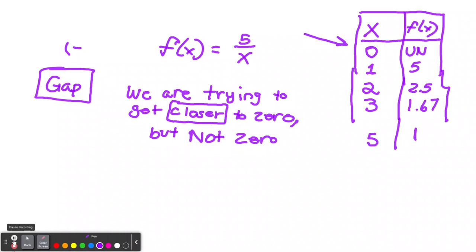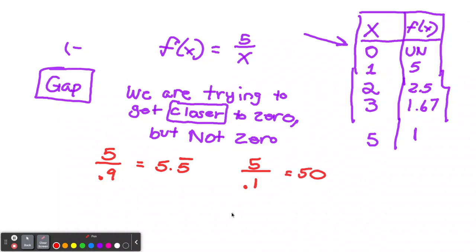All right, let's keep going. Now let's change the color for a minute. So instead of 0, let's say we got something close to 0, like 0.9, which is closer to 0 than 1. Well, that'll give you 5.5 with a line on top. But let's get closer. What if we had 5 divided by 0.1? Well, that gives us 50. Just use your calculator. Get even closer, 5 divided by 0.01. That's 500. You see what's happening as we get closer to 0, the numbers are going up, right?